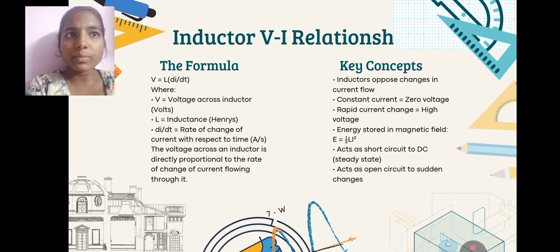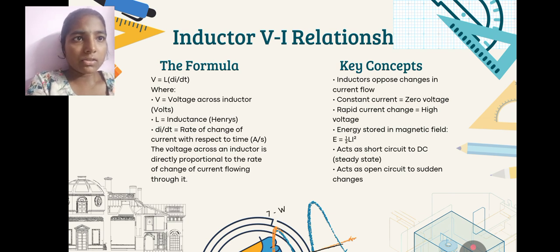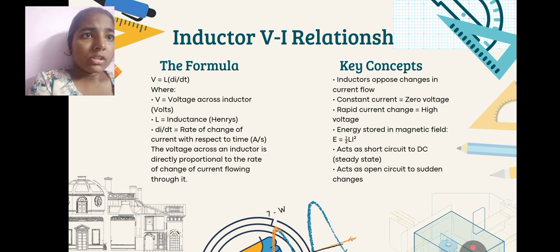What are the key concepts? Inductor opposes current flow. Constant current equals zero voltage. Rapid current change equals high voltage. Energy stored in the magnetic field is E equals 1 by 2 L I squared. Acts as a short circuit to DC. Acts as an open circuit to sudden changes.